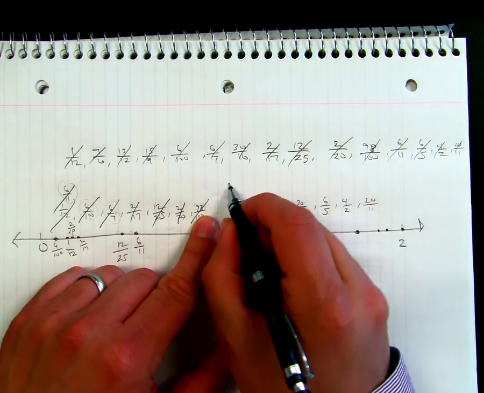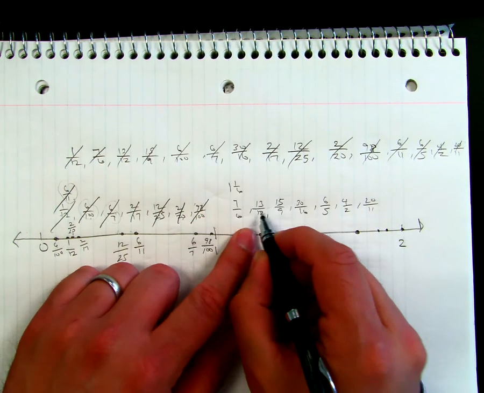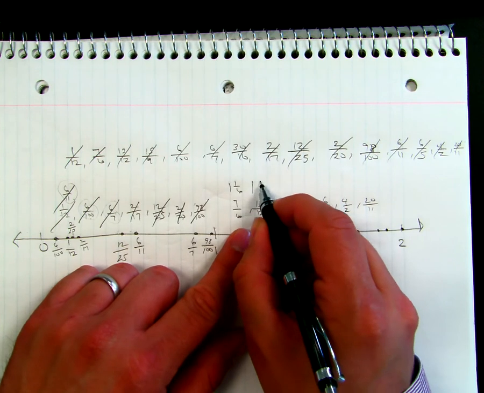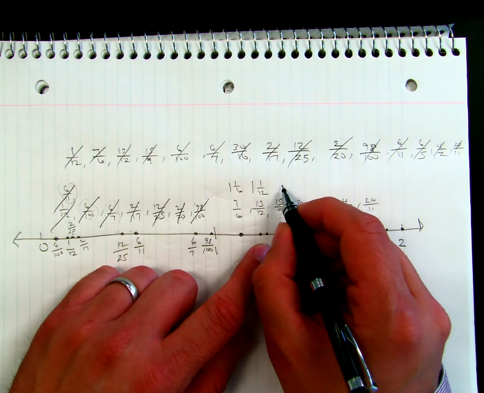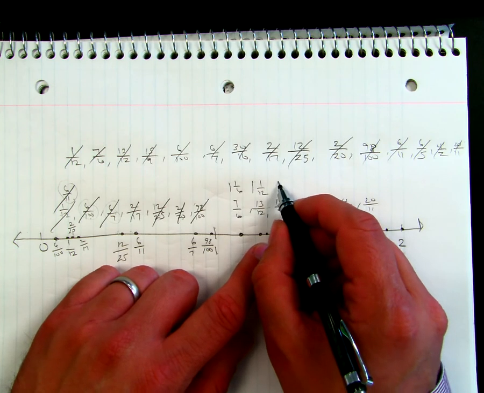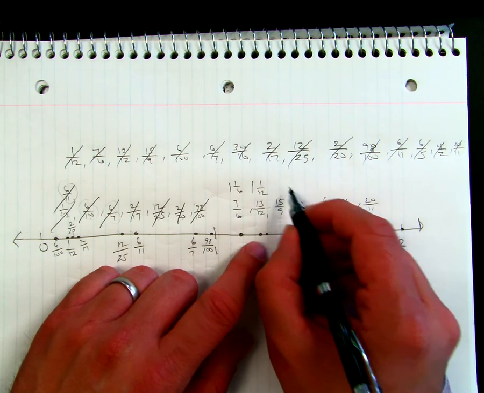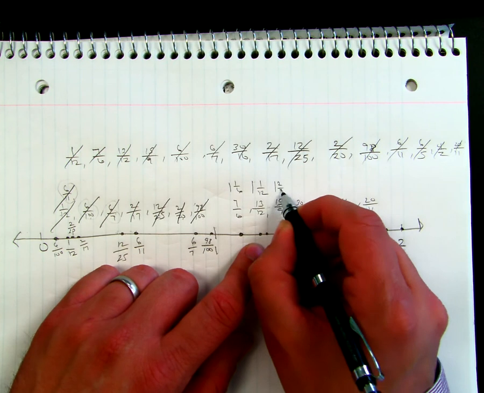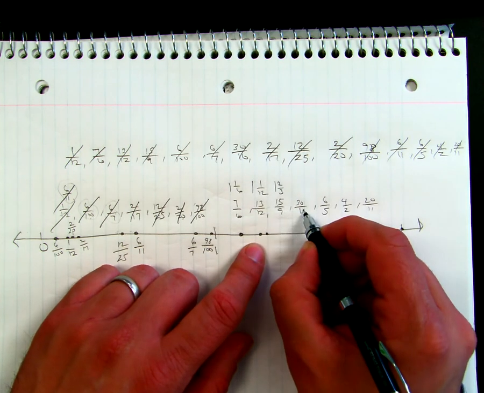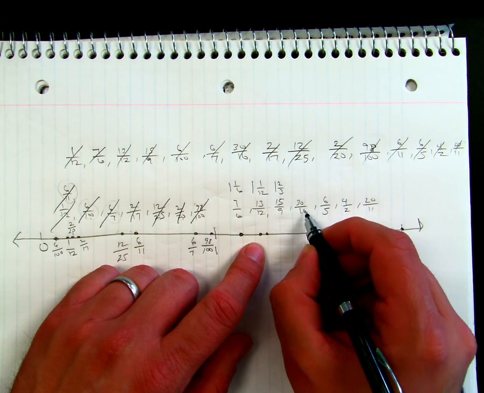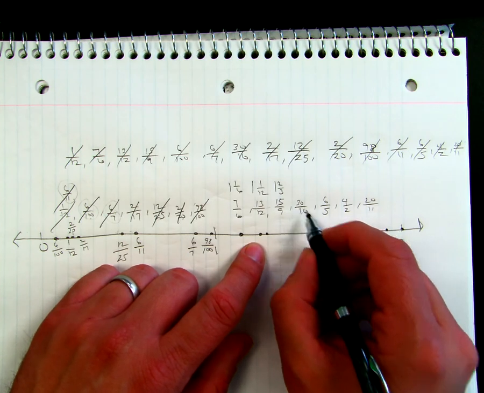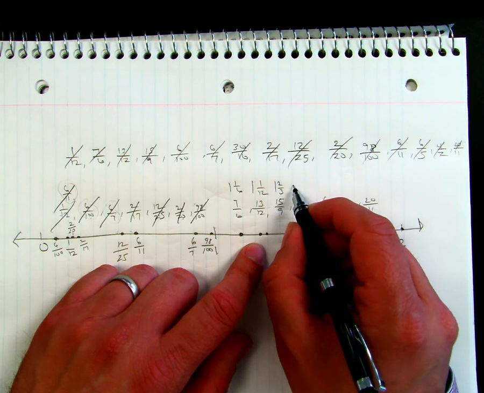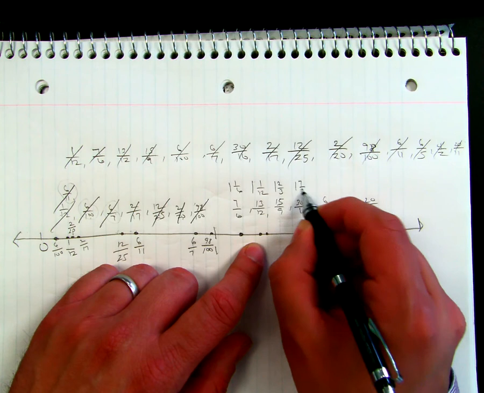What's this going to be? 1 and 1 out of 6. This one. 1 and 1 out of 12. This one. 1 and 6 out of 9. Simplify. 1 and 2 out of 3. What's this one? 1 and 14 out of 16. Simplify. Cut it in half. 7 out of 8. Very good. 1 and 7 out of 8.